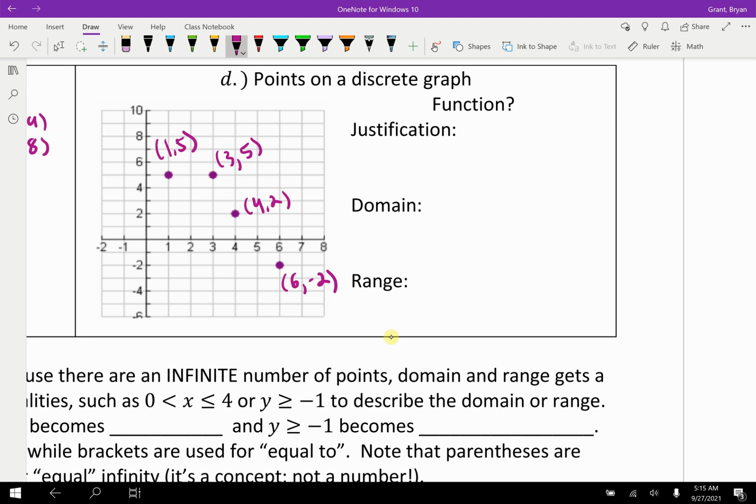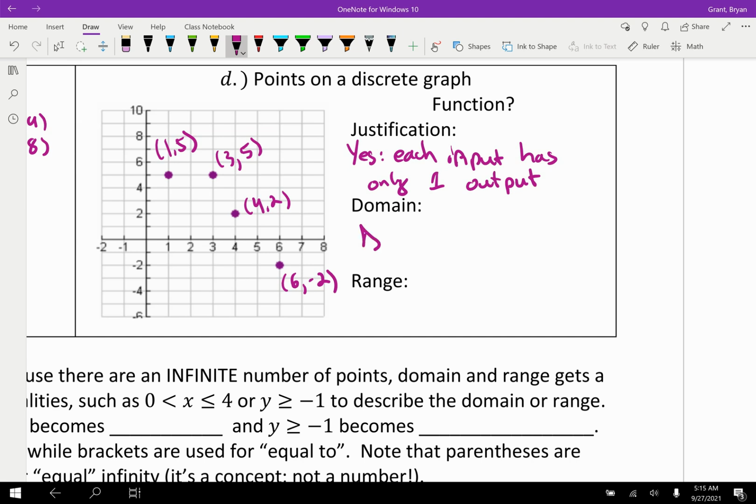Well, 1 maps to 5. 3 also maps to 5, and that's okay. Having the same output is fine. And the reason that's fine, again, think back to Port of Subs. If you order a number 1, that can be $5. If you order a number 3, that can also be $5. That's okay, as long as we aren't repeating any of the inputs. 4 maps to 2, 6 maps to -2, so we'd say yes. Each input has only one output.